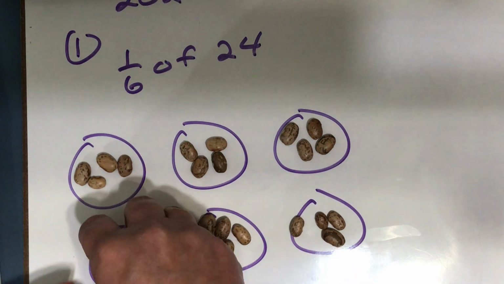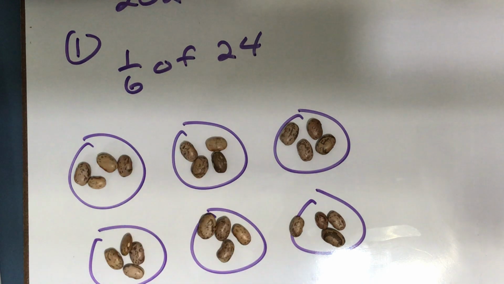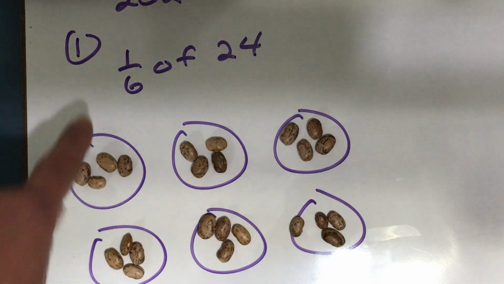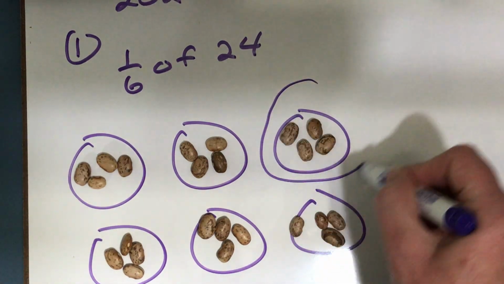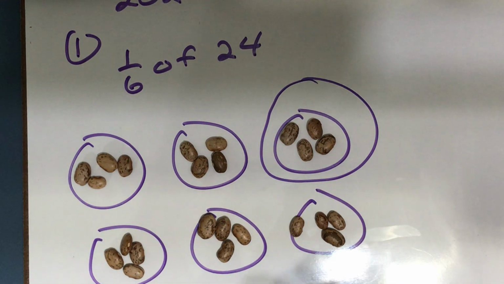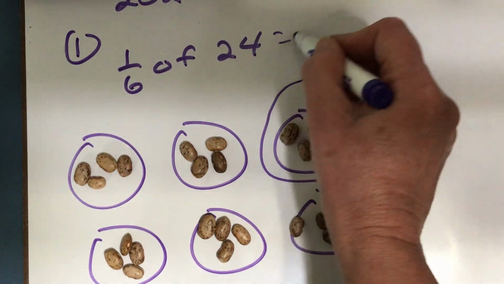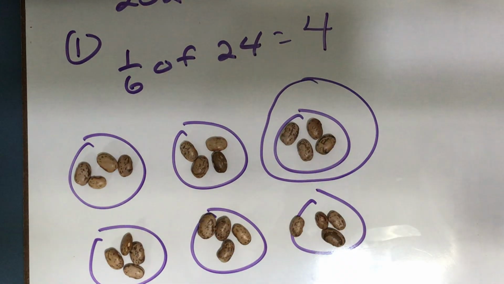And then I am finding 1/6 of 24. My numerator is 1. So I only need to know how many beans are in one circle. So that would be right here. I have 4 beans. So 1/6 of 24 equals 4. Now I'm going to go on to number 5.